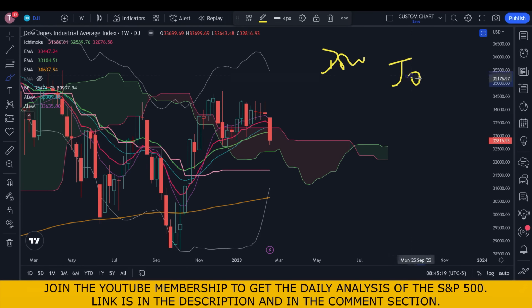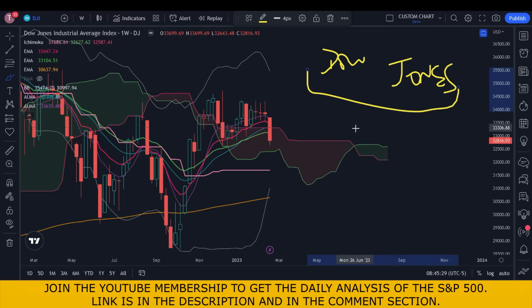Remember that we are not doing any kind of technical analysis of the Dow Jones. We are simply looking into this one important thing that can impact the entire US stock market and the global stock markets. Because the Dow Jones is the face of the economy.